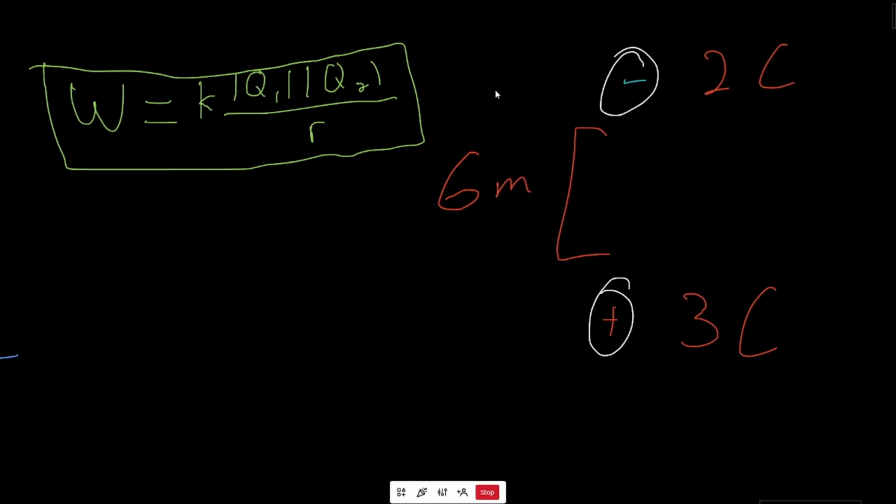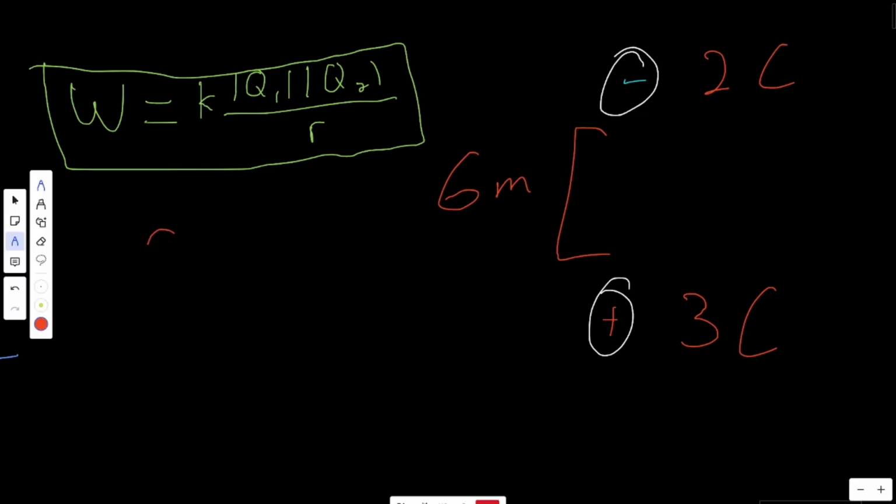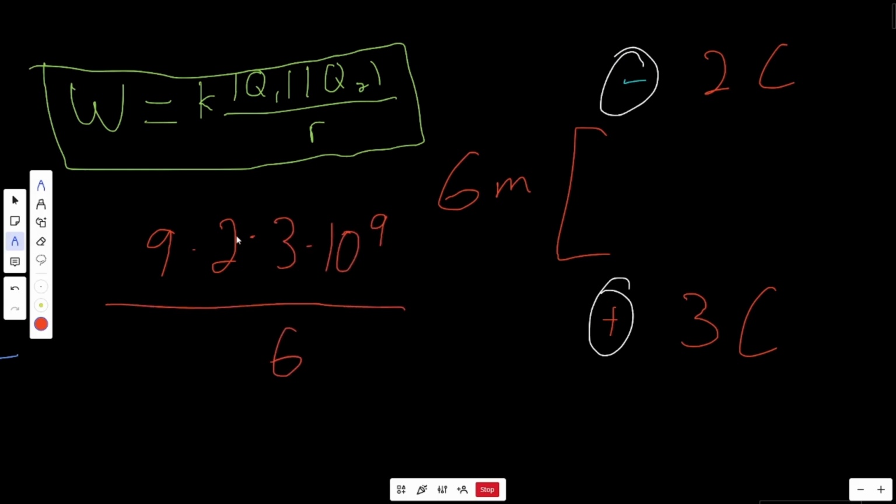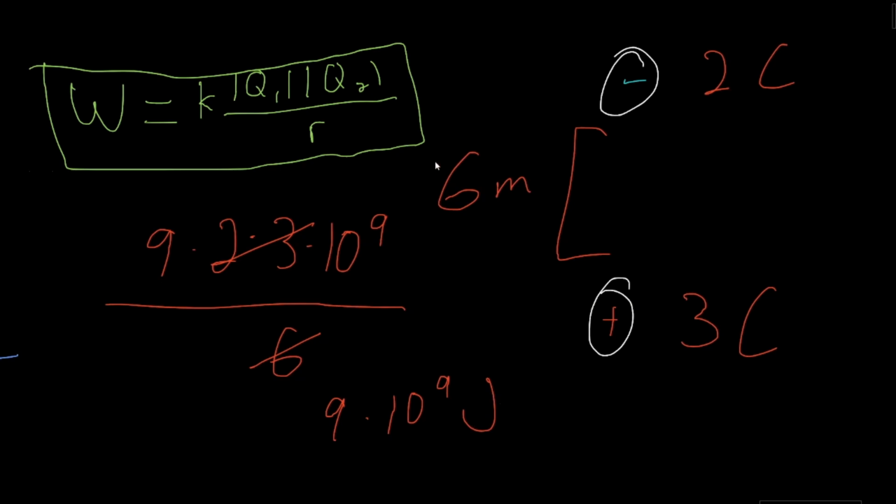All we have to do here is plug in our values, and we'd get 9 times 10 to the power of 9 times 2 times 3 over 6. 2 times 3 is equal to 6, so these will cancel out, and we'd get 9 times 10 to the power of 9. And this is our work. Now, what's the unit for work? Joules.